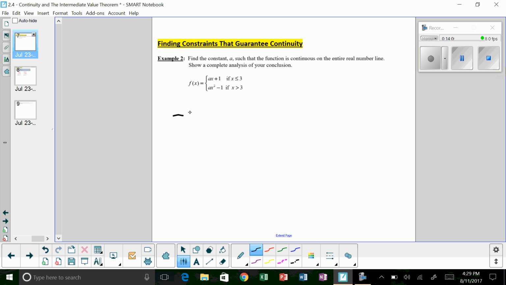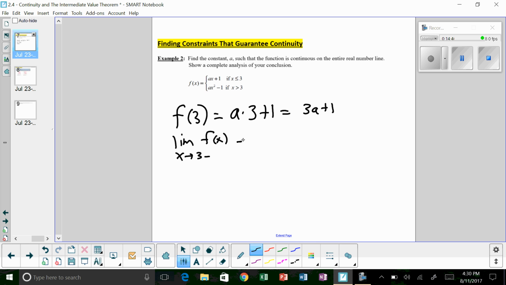First, I want you to notice that f of 3 is defined by the first piece, because that's where we have equality. This is x is less than or equal to 3, so f of 3 is a times 3 plus 1, or 3a plus 1. That's the value of the function in terms of a. Now we need to look at the limits. The limit as x approaches 3 from the left of f of x, well, because the left-hand limit is determined by ax plus 1, that's also going to be equal to 3a plus 1.